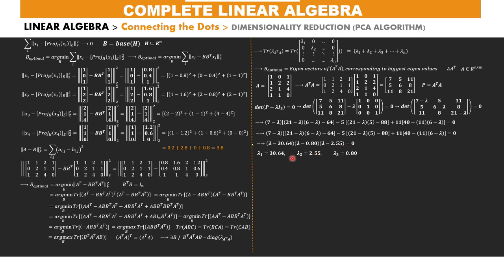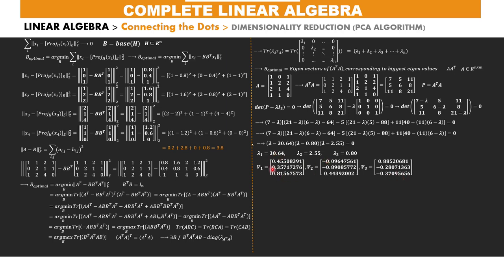And from here we have that our 3 eigenvalues are 30.64, 2.55, and 0.8. And their corresponding eigenvectors are V1, which is 0.45, 0.35, 0.81, this V2, which is this, and this V3, which is that. Note that if you have the corresponding eigenvectors and they aren't orthogonal, it's important that you go through the Gram-Schmidt orthogonalization method to orthogonalize them, and then you orthonormalize them.